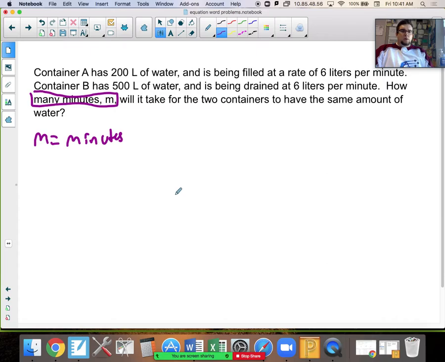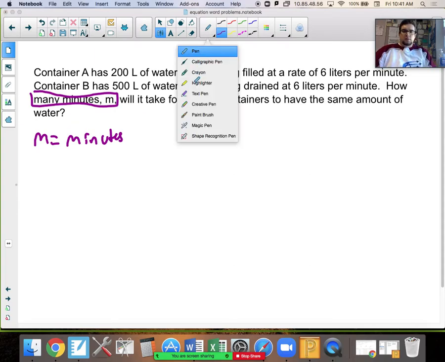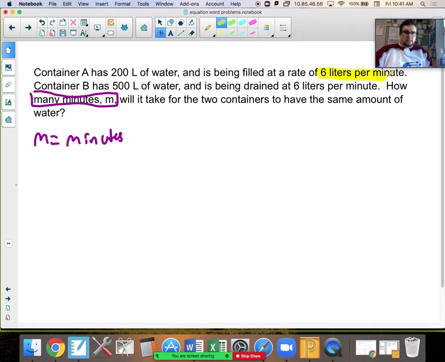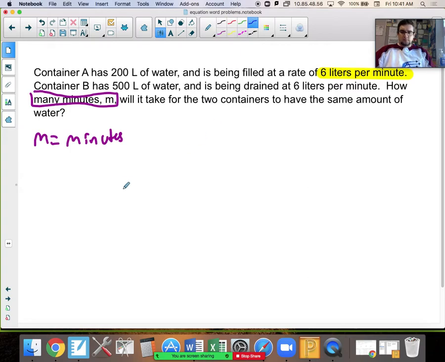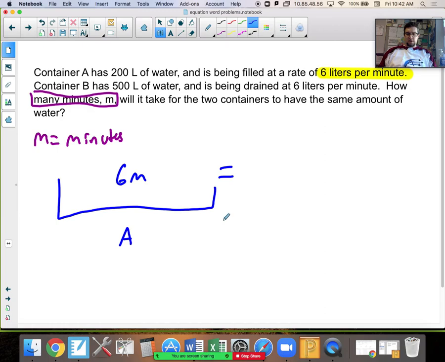Alright, so when I look at this, what information is most closely related to our variable, the minutes? Well, the first thing that's most closely related is this 6 liters per minute. When we see the word per, much of the time we see 6m like this. So the other one's being drained at 6 liters per minute. So in this kind of problem we have two sides. This is container A, this side's container B, and we know we're going to set up an equal sign like this because we want to know when they're going to have the same amount.